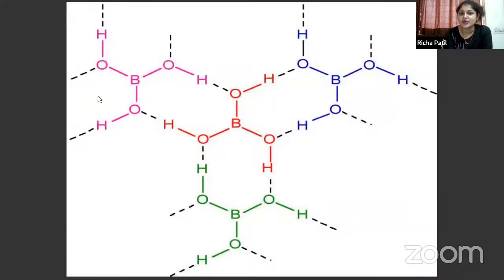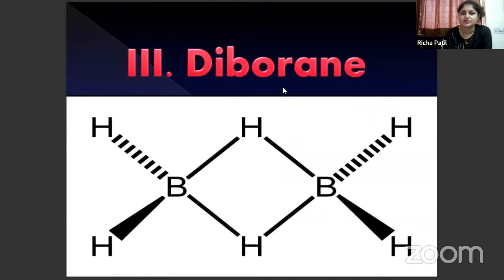Okay, so this is H3BO3. H3BO3 links up to give you such structures. So this is the orthoboric acid structure.